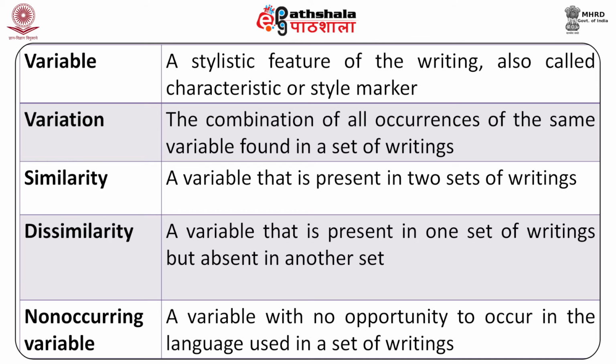Similarity: a variable that is present in two sets of writings. Dissimilarity: a variable that is present in one set of writings but absent in another set. Non-occurring variable: a variable with no opportunity to occur in the language used in a set of writings.